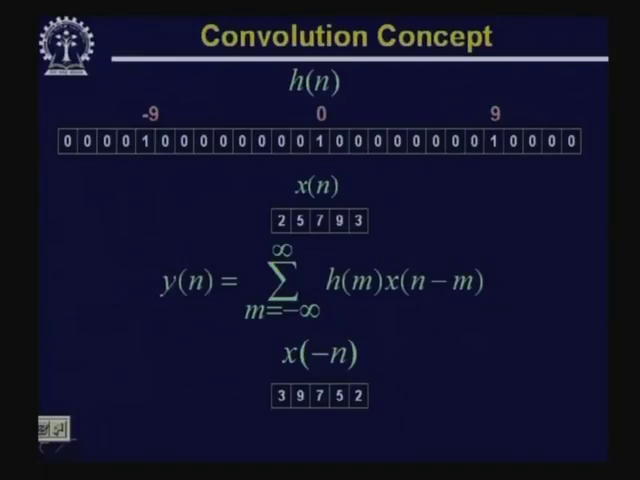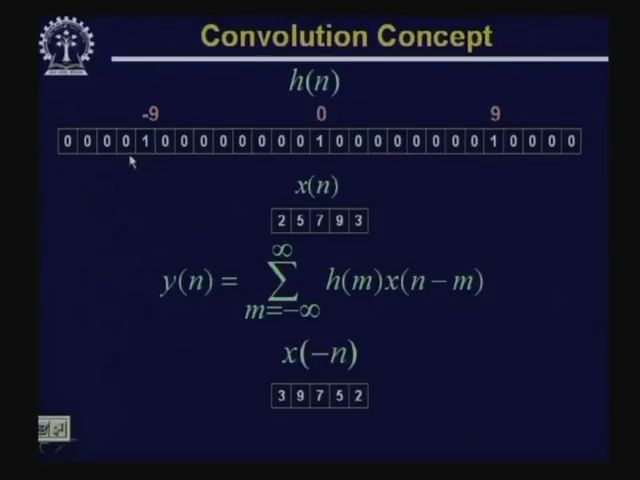Now, let us see this convolution in detail. What does this convolution actually mean? Here we have taken two signals, h n and x n, both of them for this purpose in the sample domain. So, h n is represented by this and x n is represented by this.